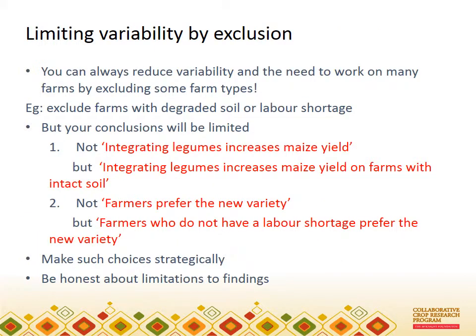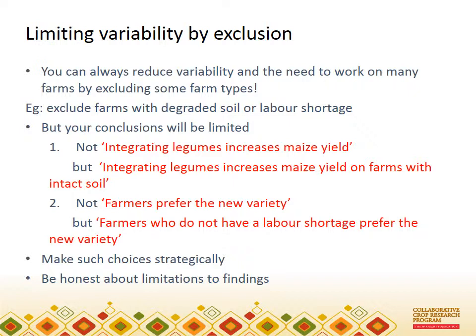Finally, a word on reducing variability in on-farm trials by excluding farms or farmers that are perceived to be contributing to the variability, such as those that have a labour shortage or those with degraded soil. Yes, you can exclude them, but be aware of the limitations of your result. If you exclude those with degraded soil, then you will not be able to conclude something like "integrating legumes increases maize yield," only that integrating legumes increases maize yield on farms with intact soil. You would not be able to say anything about what might happen on degraded soils.